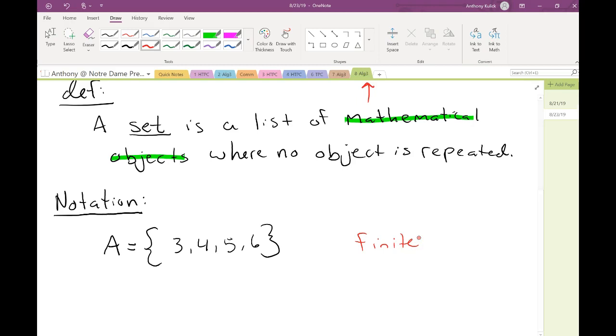The other possibility is you have a set where the list doesn't end. We call that an infinite set. So if I were to make a set that contained the students in this class, is that set finite or infinite? Finite, right? There's, I don't know, 17 or so of you guys. That definitely ends, right? What if I wanted to list all the weights between 100 pounds and 200 pounds? Is that finite or infinite?